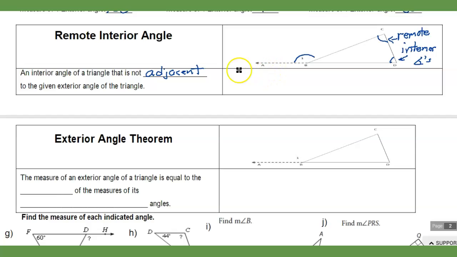Okay. And all we're going to use this for is the idea that we have a theorem that says, well, if we have this angle here, okay, and we have the two remote angles over here, C and D, right, that those are actually going to equal one another. Okay, and there's various ways to show this, but basically the measure of the exterior angle equals the sum, right, of the measure of its remote interior angles.